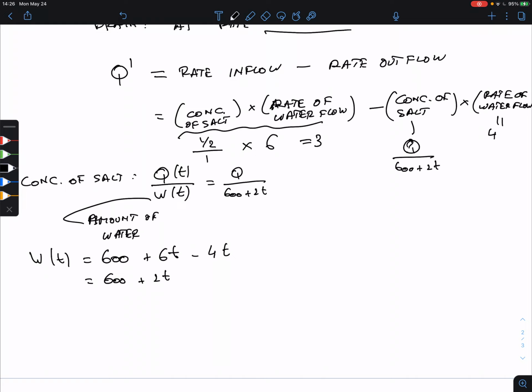Okay, so let's write down our equation now. Q prime is equal to 3. This rate of inflow is constant, right? Minus, and this of course depends on the quantity, minus 4Q over 600 plus 2t. Again, let's simplify this a little bit by dividing top and bottom by 2. So 300 plus t.